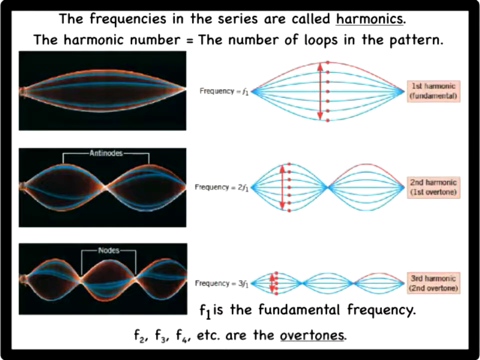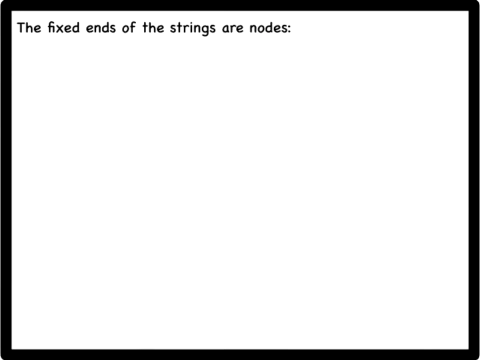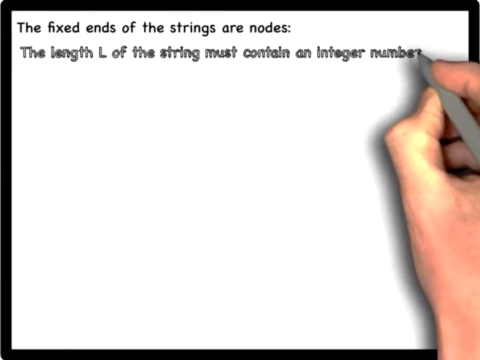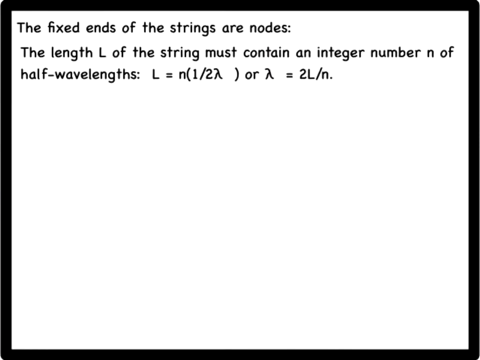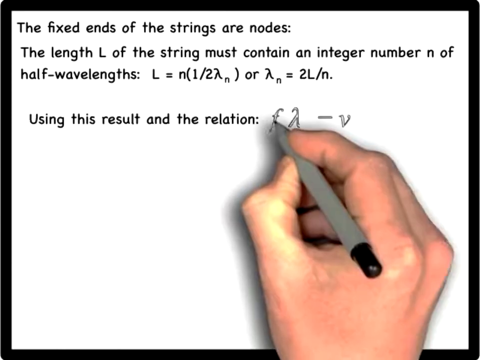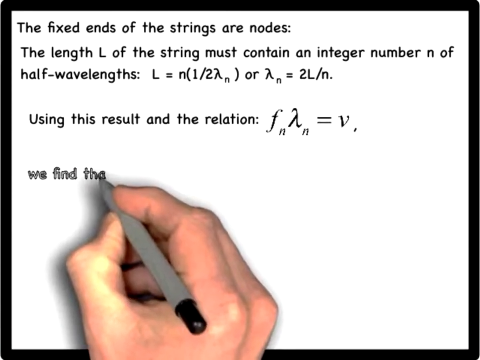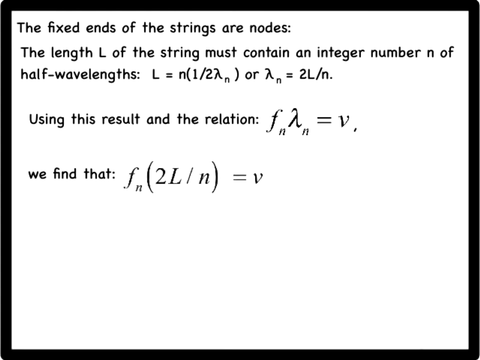Since the two fixed ends of the string are nodes, the length L of the string must contain an integer number n of half wavelengths. Using this result for the wavelength in the relation fn times lambda n equals v, we can show that fn times the quantity 2L over n is equal to v. This can be rearranged to give our previous result.